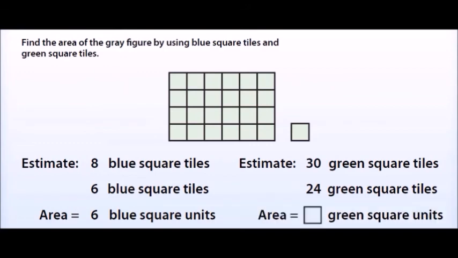Why is the number of green square tiles needed to cover the figure different from the number of blue square tiles needed? The blue square tiles are larger than the green square tiles, so it takes fewer blue square tiles than green square tiles to cover the figure.